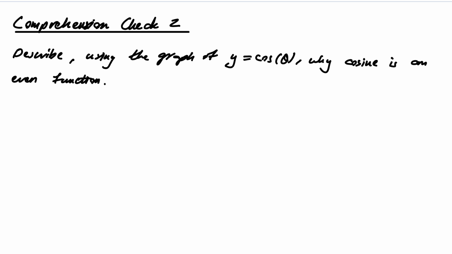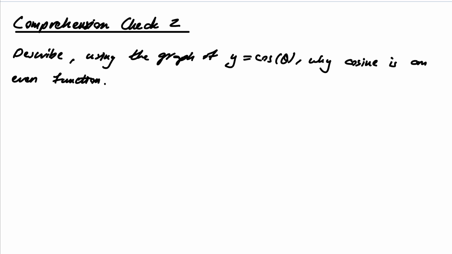Let's get some practice with the cosine. What does it mean to be an even function? Well, it's the statement that for cosine, cos of minus x or cos of minus theta is equal to cos of theta. So it's a pure statement about the nature of the function.